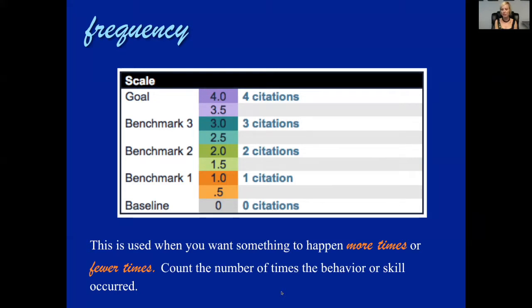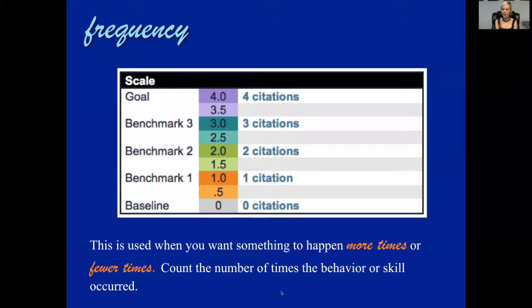Grammar and spelling errors, absolutely. So we could count grammar and spelling errors. I'm going to give you another option for grammar and spelling and conventions of writing in a bit that may even be more useful than frequency count. So this is when we want something to happen more times or fewer times. And again, we say, what is the student doing now? That's the 0. What do we want to have happen by the end of the year? That's a 4.